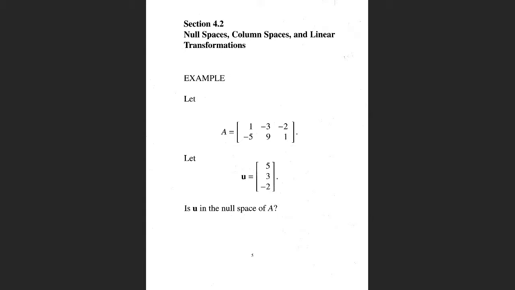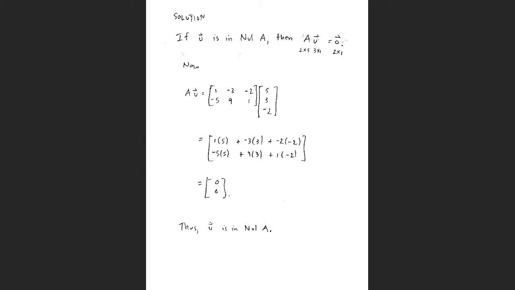Okay, so we have here this 2x3 matrix. Matrix A is a 2x3 matrix, 2 rows, 3 columns, and we have this vector U. And we want to know if U is in the null space of A. So let me go to the solution here. Just show you the solution.